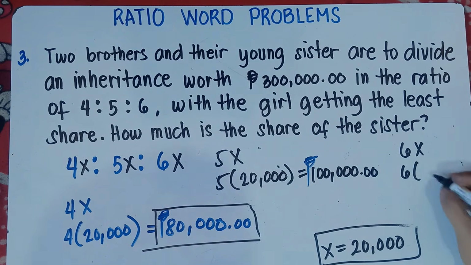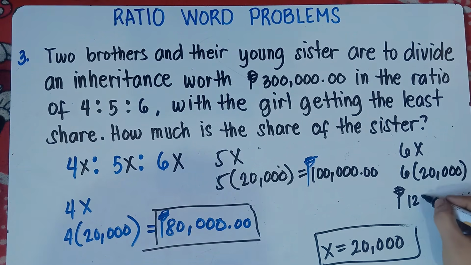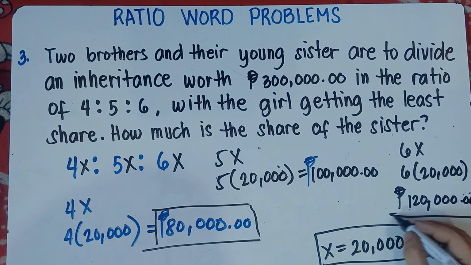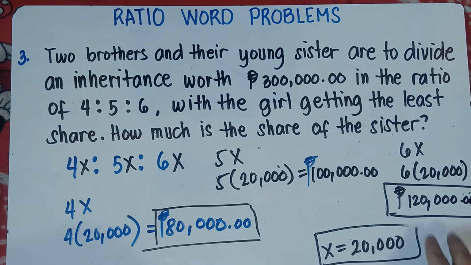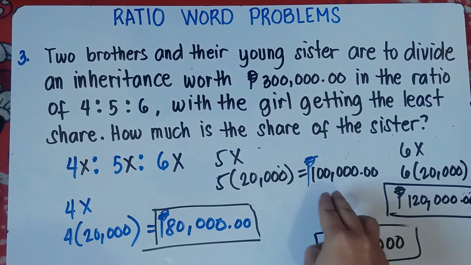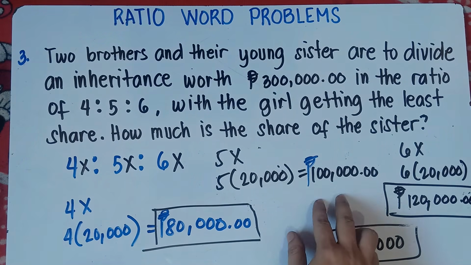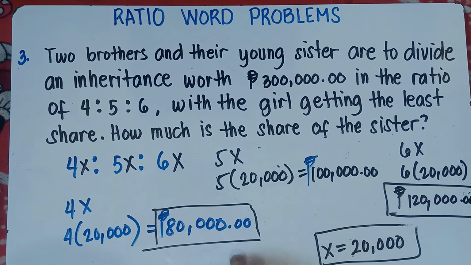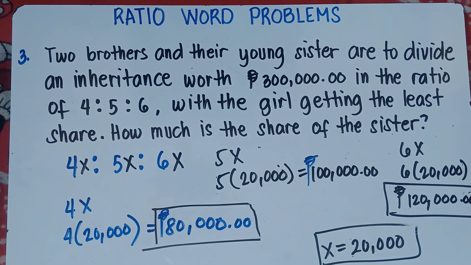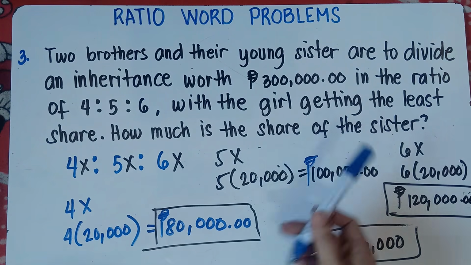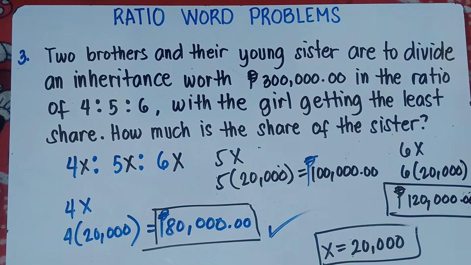So 6 times, our x is 20,000. So 6 times 20,000, that would be 120,000 pesos. Alright, so let's add this up. If we get 300,000 pesos, so 120,000 pesos plus 100,000 pesos, that would be 220,000 pesos. Plus 80,000, that would be 300,000 pesos. Alright, therefore, our answer is correct. So we are told to find the least share or the share of the sister, our answer, class, is 80,000. That's it, class. That's it for number 3.